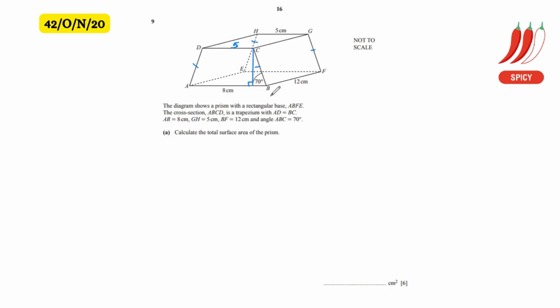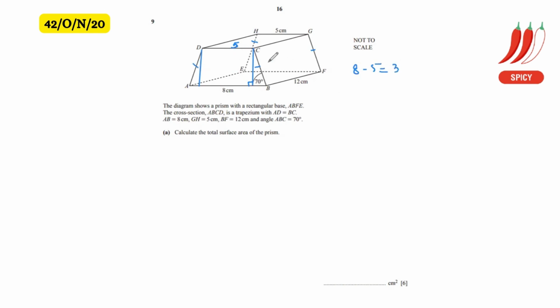Length AB comprises of DC because they're both parallel. So DC is part of AB, which means if this is 5 and this is 8, if we draw another line from over here, this length and this length would be found by subtracting 8 and 5. So 8 minus 5 is going to give us 3.